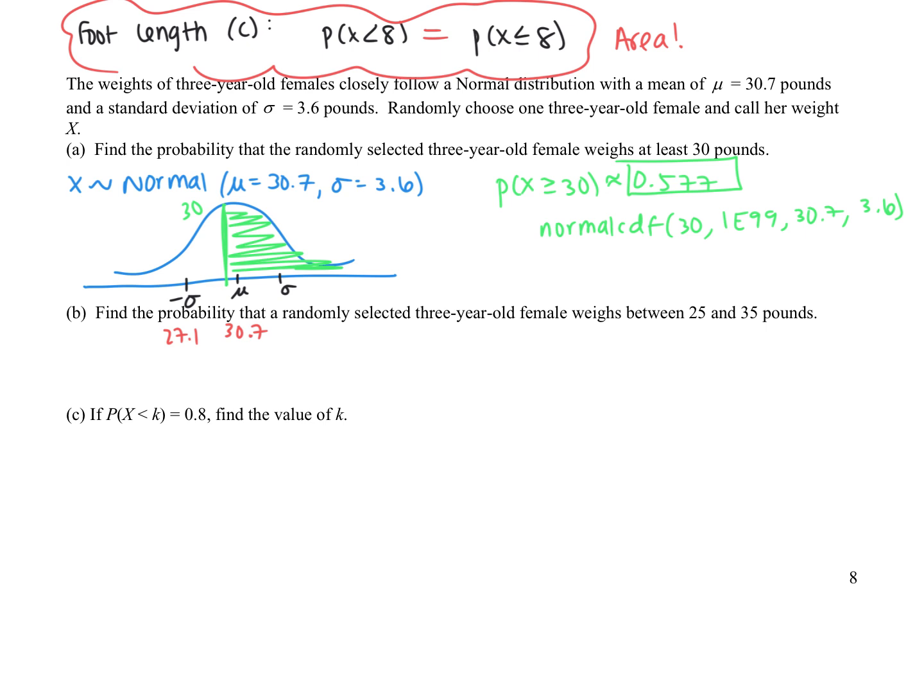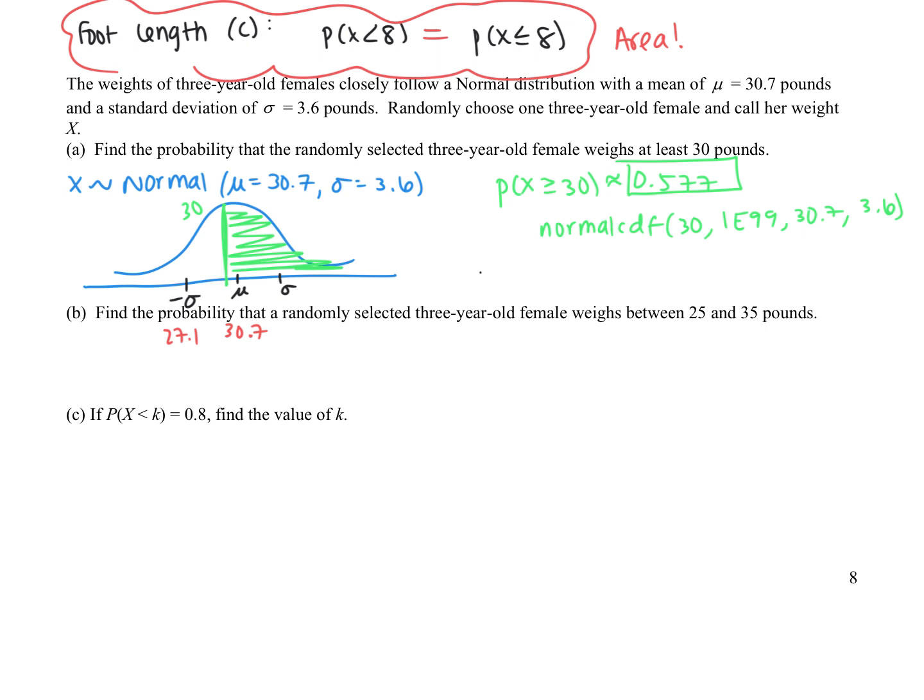The other thing I want to remind you of is that if you were asked to interpret this, it's a long run. You'd say something like, in the long run, if we selected many 3-year-old females, about 57.7% of them would weigh at least 30 pounds.